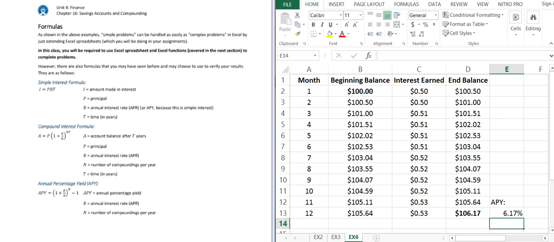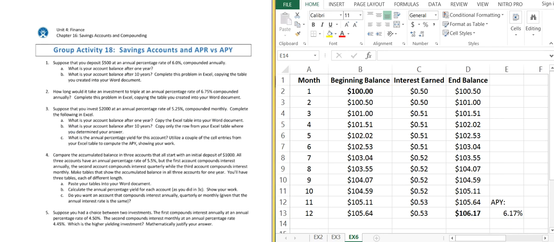All right, so that's it for this one. You're now set to go on group activity 18. And I think in my class, I'm going to have you do all of 18 here. So I'm not going to omit anything from this group activity.